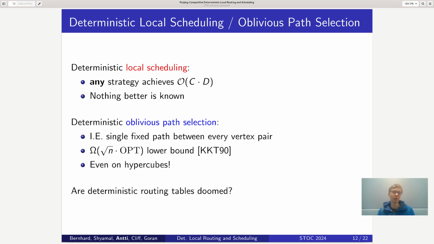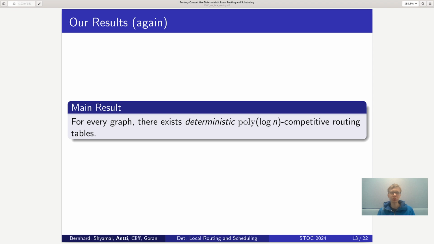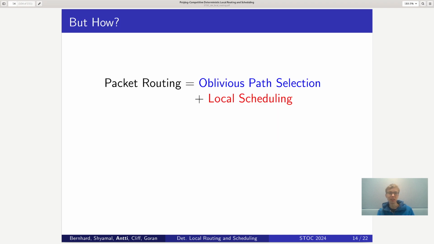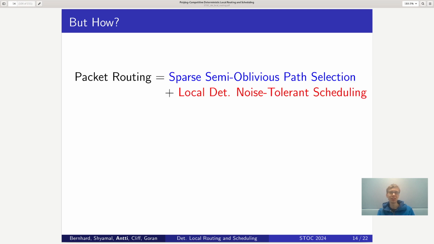Well, are deterministic routing tables doomed then? Well, no. You saw our result. We show the existence of deterministic polylog n competitive routing tables. How do we do it? Well, instead of solving these two problems, we solve these two problems with much longer names. And in fact, a slightly more restricted version of this second problem.